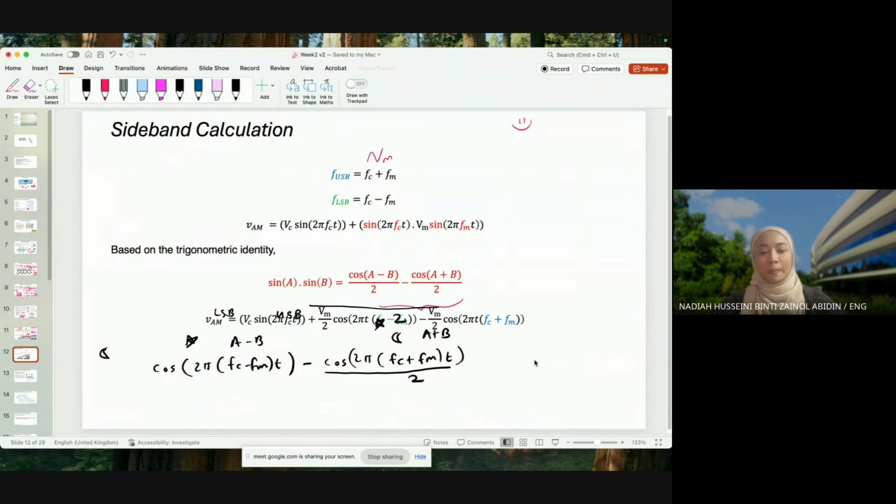Okay, macam ni. Okay, let me redo this. Not redo lah, cantikkan je.